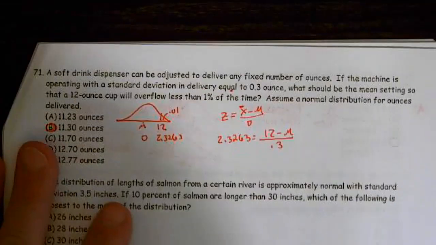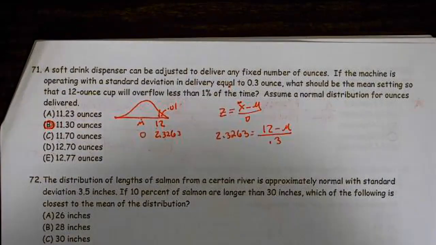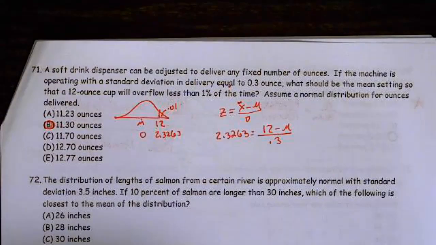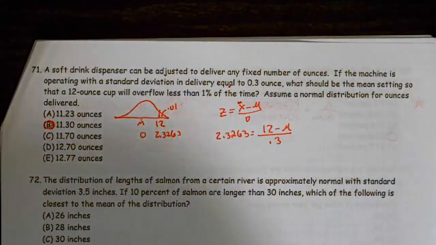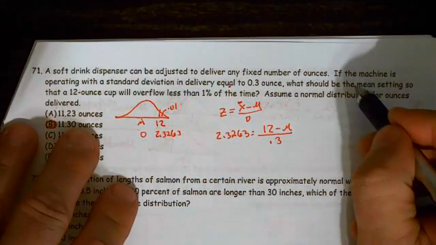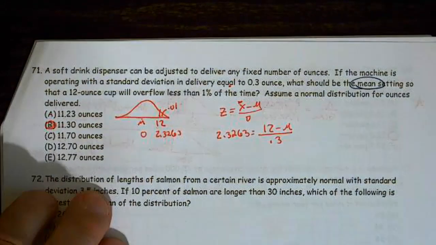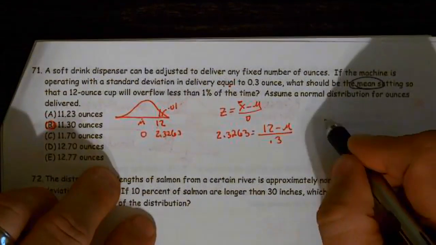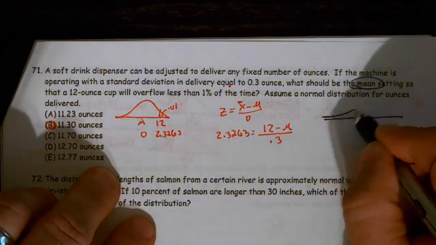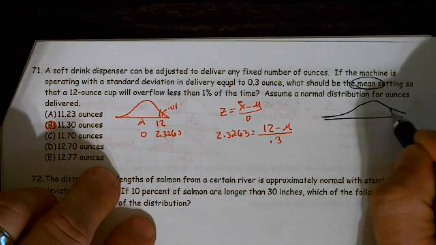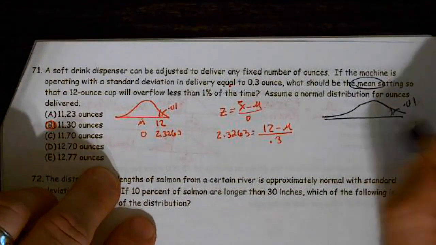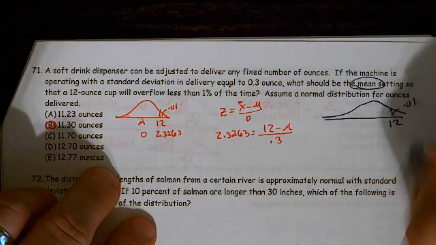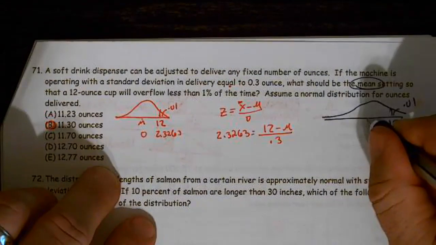So a soft drink dispenser can be adjusted to deliver any fixed number of ounces. If the machine is operating with a standard deviation equal to 0.3, what would be the mean? Oh, so we're looking for the mean. That's not good. Settings said that a 12-ounce cup will overflow less than 1% of the time. So if I'm drawing this out, this is 0.01, and this is 12 ounces. We're looking for the mean.